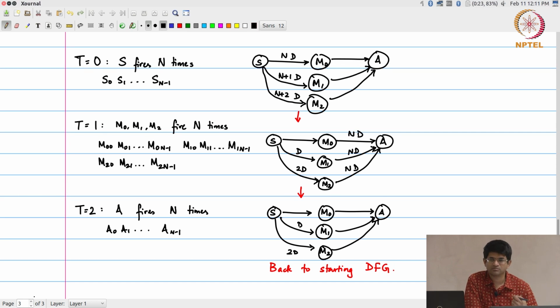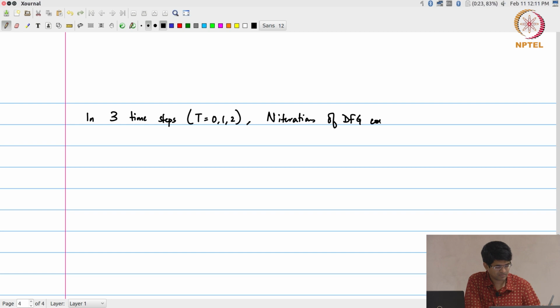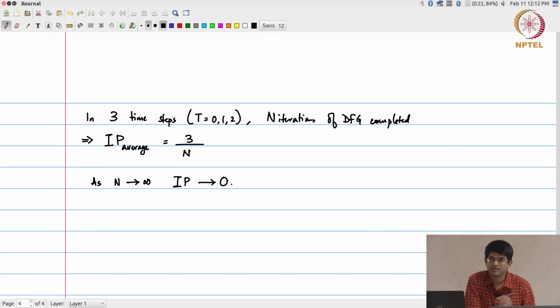How long did I take? How many time steps have I taken to finish this computation? 3. T equal to 0, T equal to 1, T equal to 2. Right. So essentially what I have is in 3 time steps, n iterations of the DFG completed. So the average iteration period equals 3 divided by n, right? So as n tends to infinity, the iteration period tends to 0.